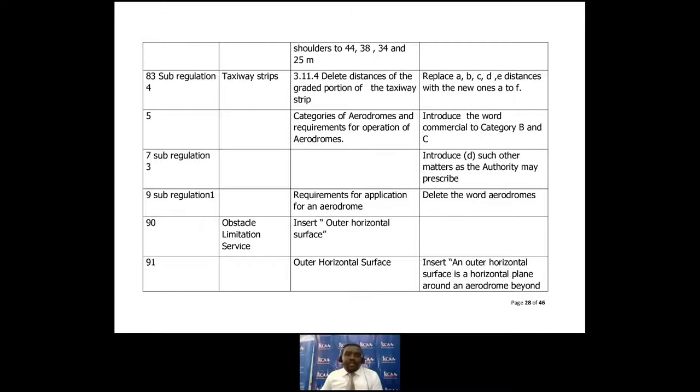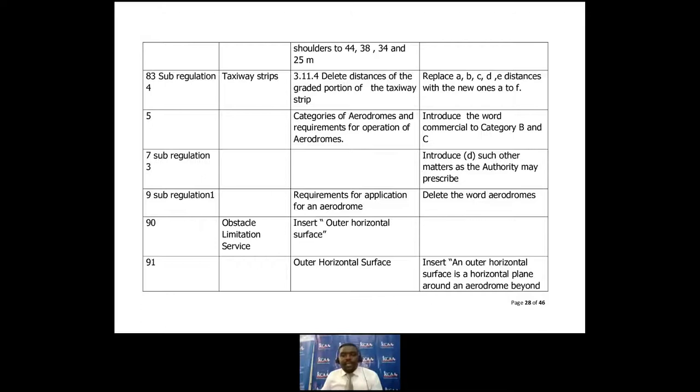Regulation 7 sub regulation 3, we introduced D, that is such other matters as the authority may prescribe. And then on regulation 9 sub regulation 1, it's a requirement for application of an aerodrome, we deleted the word aerodromes. And then obstacle limitation surfaces, that should be surfaces, not service. But we inserted the word outer horizontal. There was the word outer horizontal surface, and as you can see in regulation 91, we insert an outer horizontal surface.